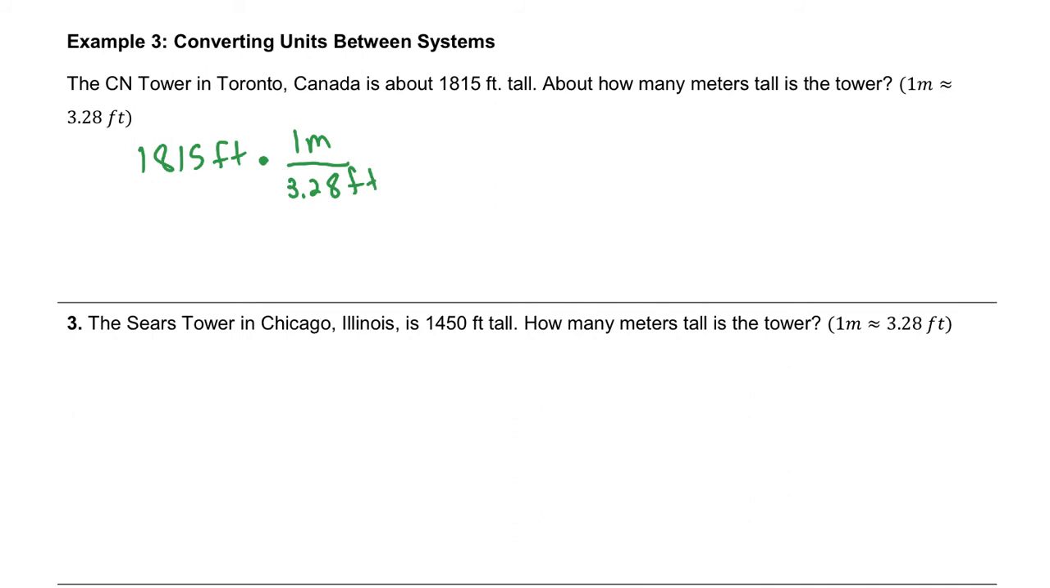And if you don't know, when you have this factor given, if feet are given, you want your feet to be on the bottom of this factor so that they can eliminate. So in my calculator, I'm going to take 1815 divided by 3.28. So about how many meters tall? It's about 553 meters tall. I know it goes to 553.35. We can just round it to the nearest whole meter. So I'm going to give you a similar example for number 3. Great chance for you to pause the video to practice.